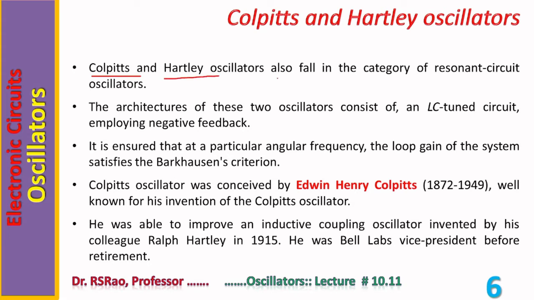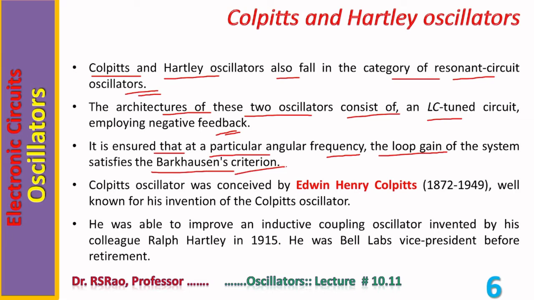Colpitts and Hartley oscillators fall in the category of resonant circuit oscillators. The architectures of these two oscillators consist of LC-tuned circuits employing negative feedback. It is ensured that at a particular angular frequency, the loop gain of the system satisfies the Barkhausen criteria.